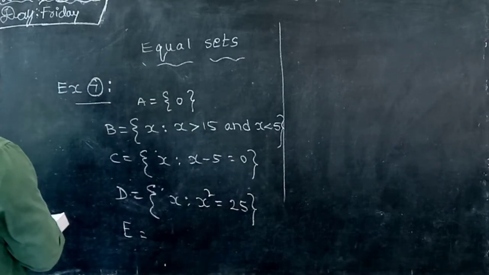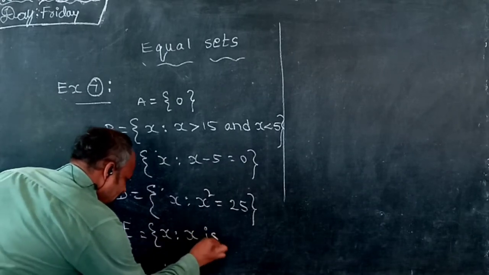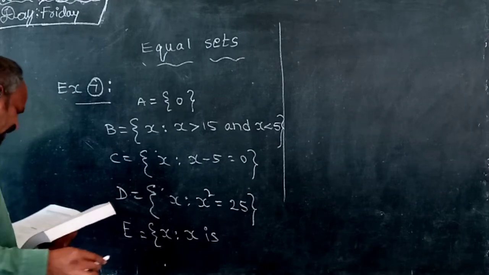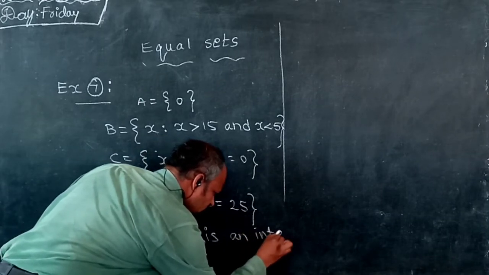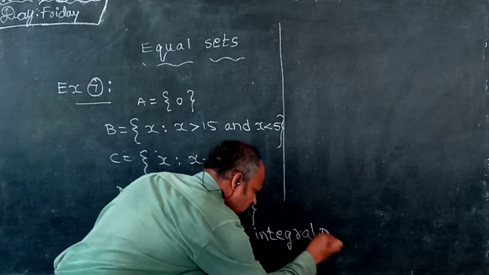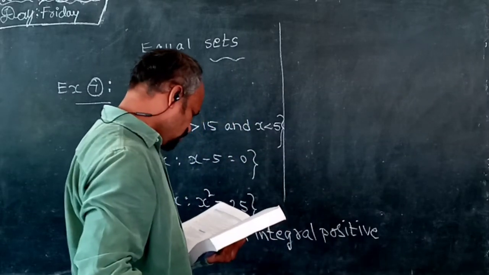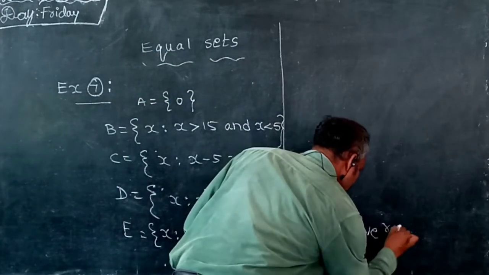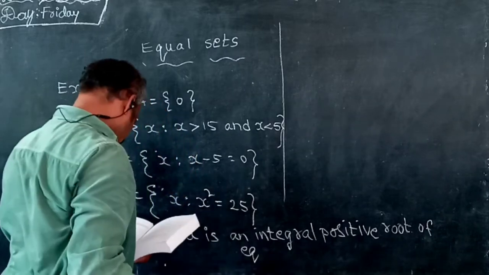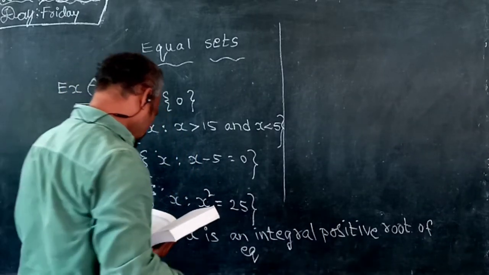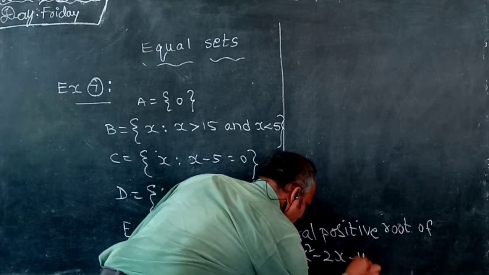E is equal to x such that x is an integral positive root of the equation x square minus 2x minus 15 is equal to 0.